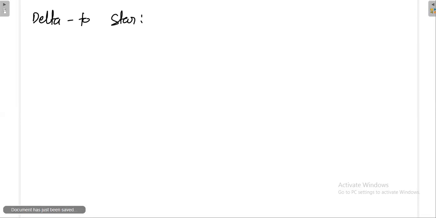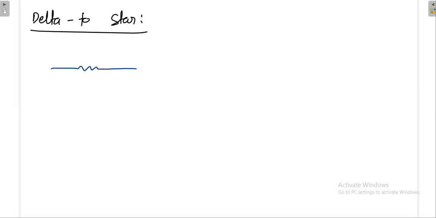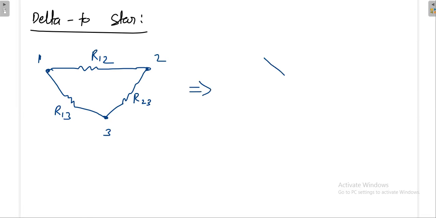Delta to star. Now the connection is like this, a delta connection, with node 1, node 2, node 3, and R12, R23, R13. Now you can write it as a star: nodes one, two, three, with resistances R1, R2, R3. Now I want to find the mapping. What is R1 in terms of these values?